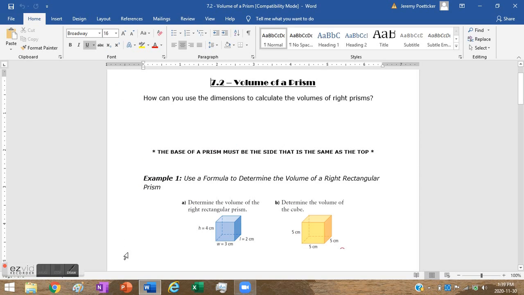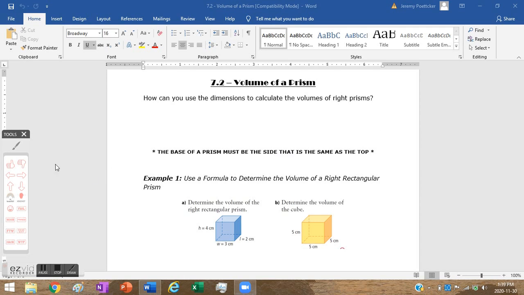Alright, so it seems like a long time ago now, grade 8s did deal with kind of an introduction to volume and said, well, if we know the area of the base, we can calculate the volume. So the question today is, well, what if you don't know the area of the base? Because usually you don't. Usually you're going to be given the dimensions of a right prism. And so the question is, how can you use the dimensions to calculate the volumes of right prisms?